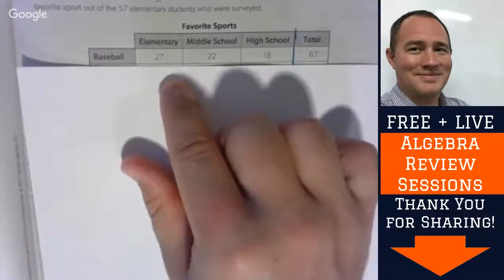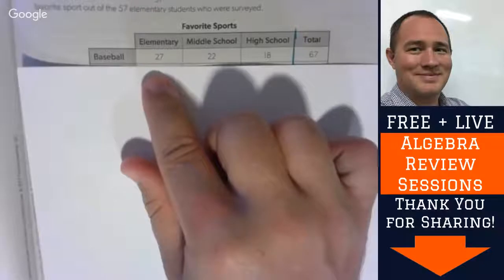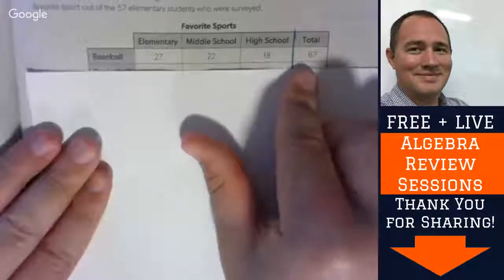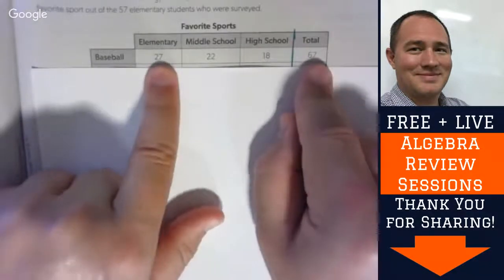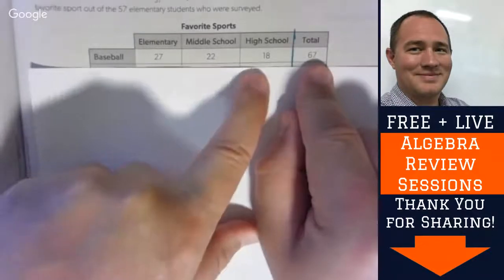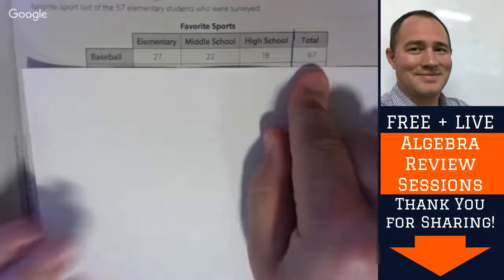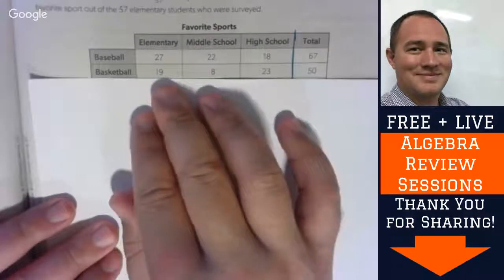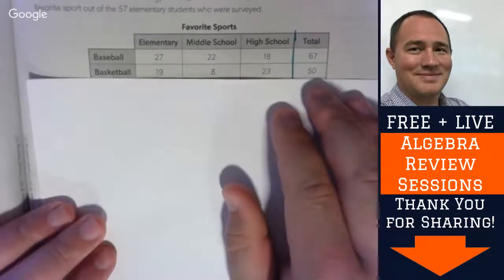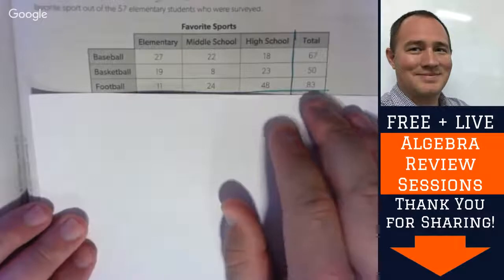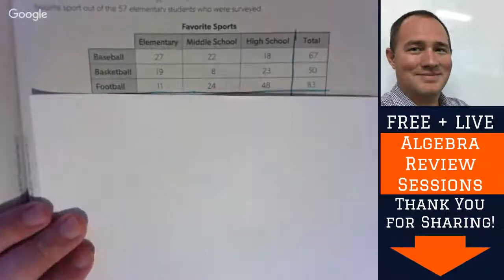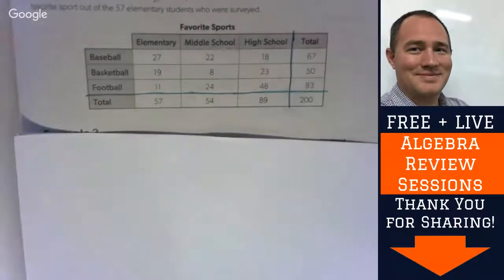So you would say, of all of the students in all grades, how many liked baseball? 27 elementary liked baseball the best, 22 middle school, 18 high school, for a total of 67 students. How many liked basketball the best, regardless of the grade? A total of 50 liked basketball the best, and a total of 83 across all 3 school or age ranges liked football the best. So we would say, how many students were interviewed total for this?